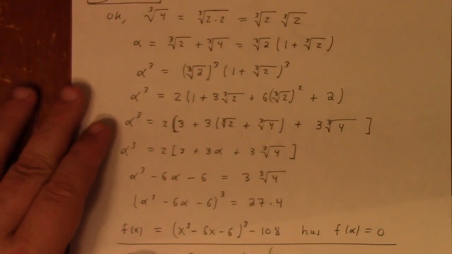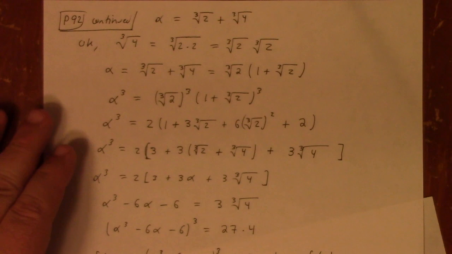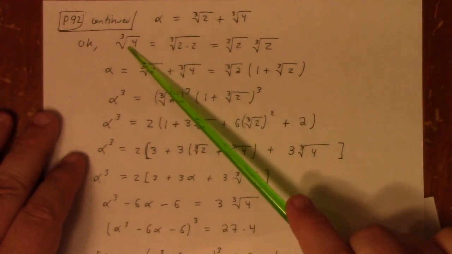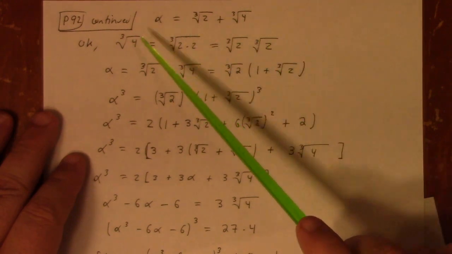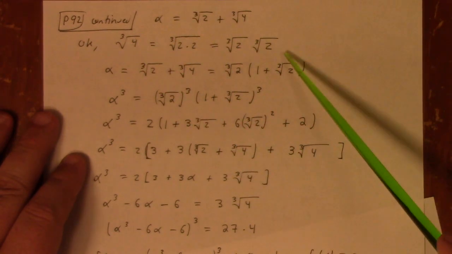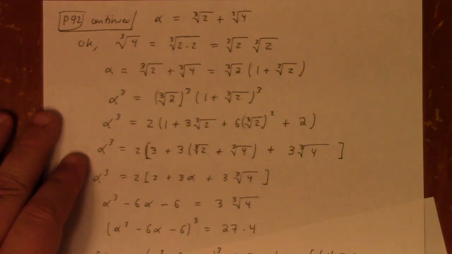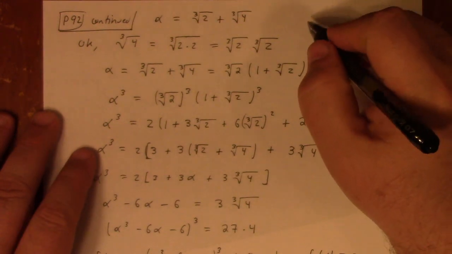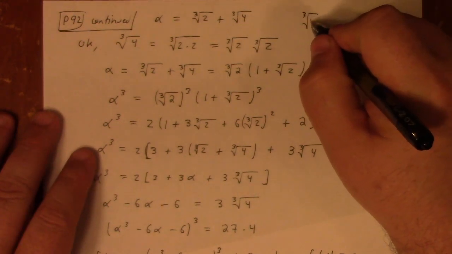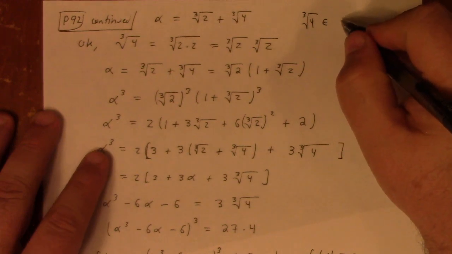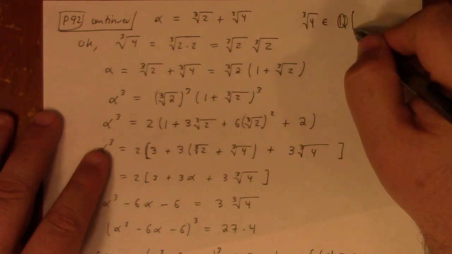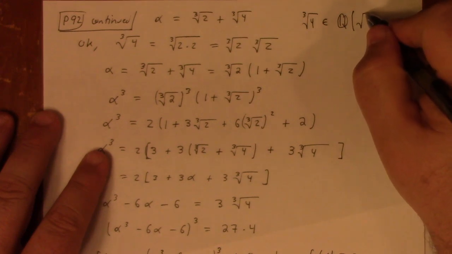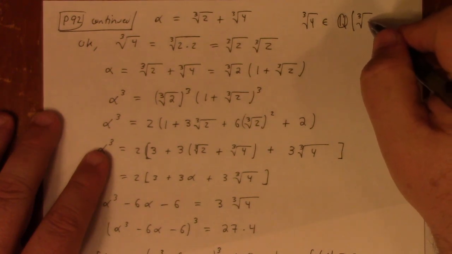This is what happened. So I finally came to my senses and I went, oh, wait a minute. The cube root of 4 is like the cube root of 2 times the cube root of 2. So these are not independent. In fact, these are part of the same thing. The idea here is that the cube root of 4 is actually an element of Q extended by the cube root of 2, because it's just the product of the cube root of 2 twice.